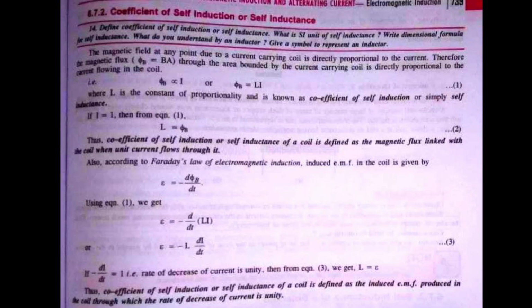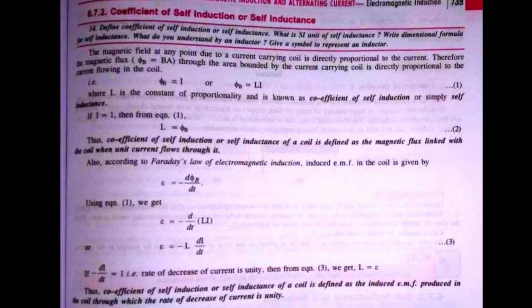So here is a relation: the flux is directly proportional to the current, phi equals L I, and this L is known as the constant of proportionality, which is called the coefficient of self-induction. If I is equal to 1, then we have the expression L is equal to the magnetic flux. So here is a definition: coefficient of self-induction is defined as the magnetic flux linked with the coil when unit current flows through it.